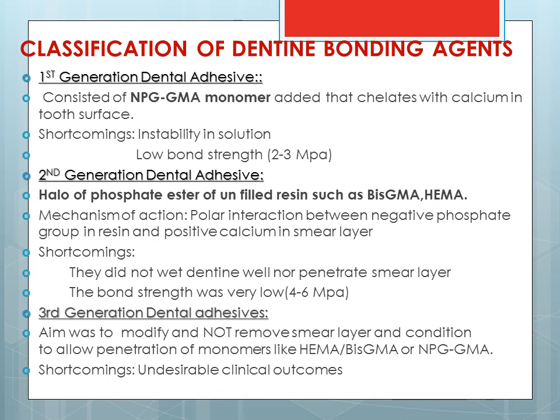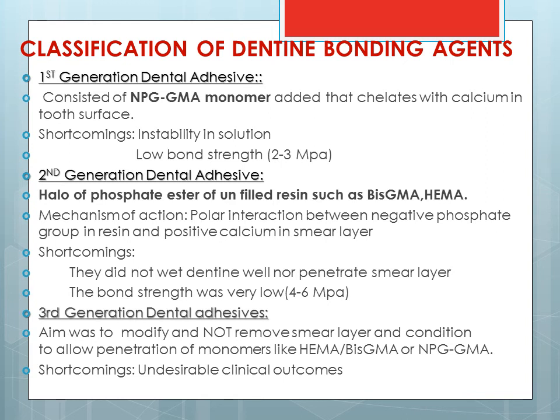Then the second generation dental adhesives were a halo of phosphate ester of unfilled resin such as bis-GMA or HEMA. Mechanism of action, no need to really go into detail, but it was basically because of the interaction between negative phosphate in the resin and positive calcium in the smear layer. Shortcomings were that the bond strength again was very low and it did not wet the dentine well or penetrate the smear layer. So that's why both of these generations were, you can say, disregarded and they weren't basically used anymore because the results were not successful.